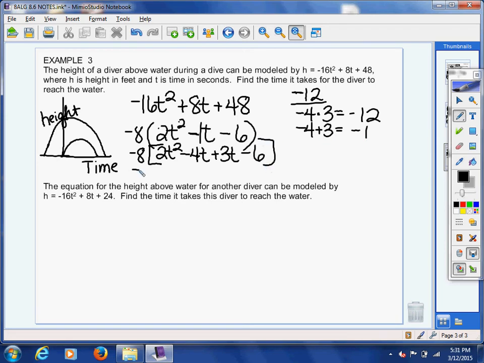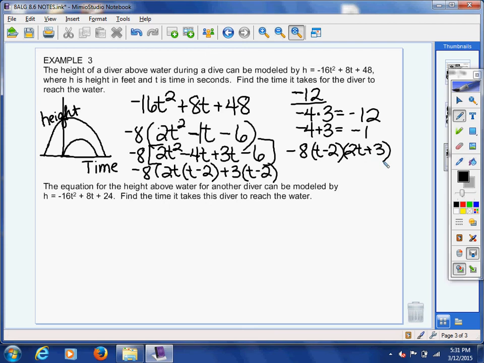So we're going to factor by grouping. There's our GCF. We're going to take out a 2t. That's going to leave us with t minus 2. Let's take out a positive 3. That's going to leave us with t minus 2. And then to clean it all up, we're going to have negative 8, and one of our quantities is t minus 2. The other one is 2t plus 3.